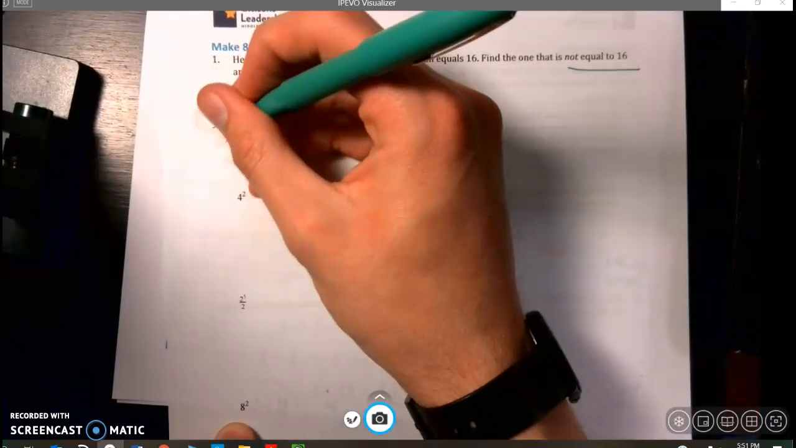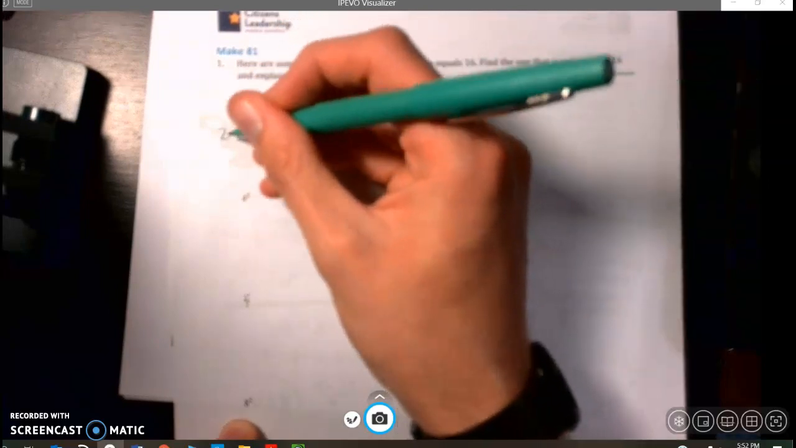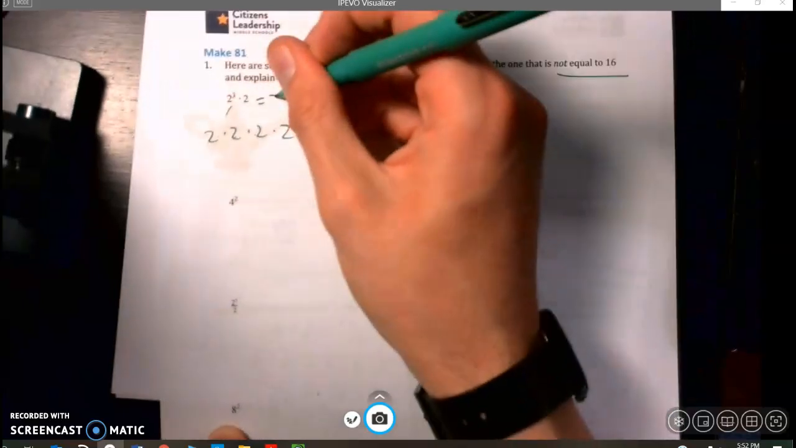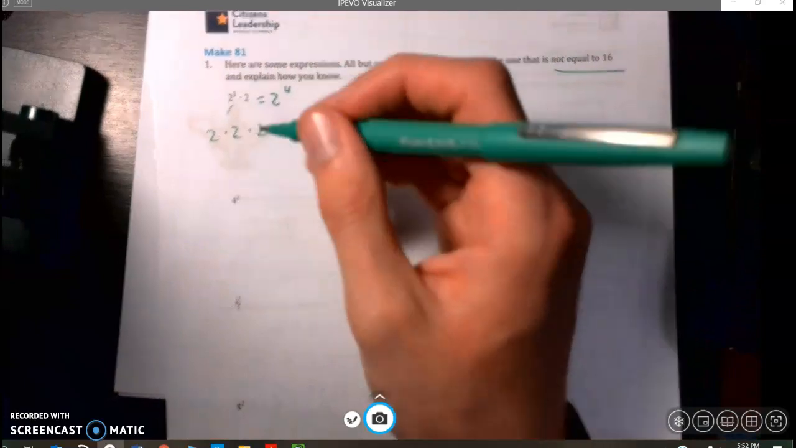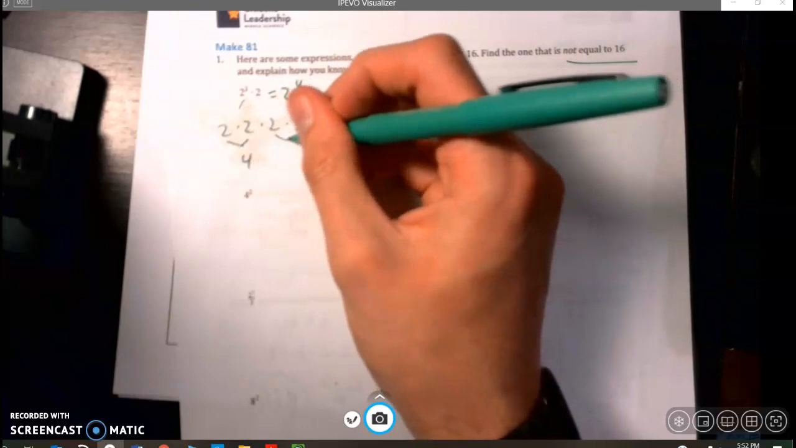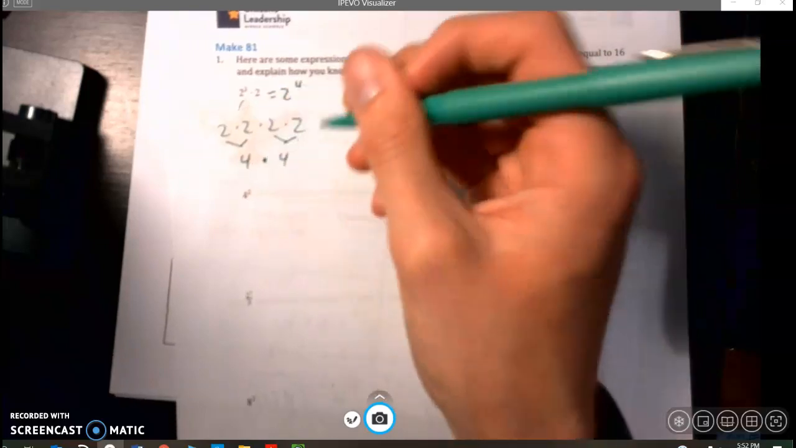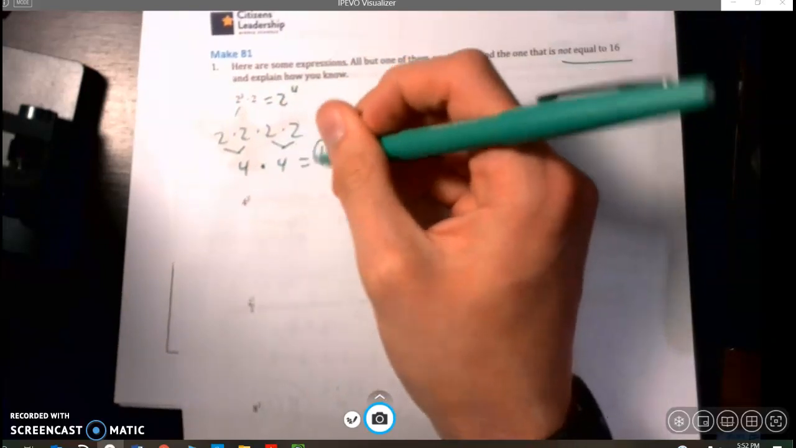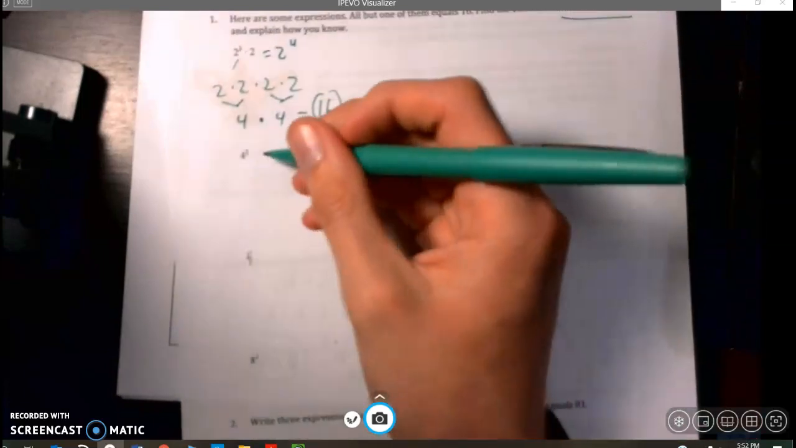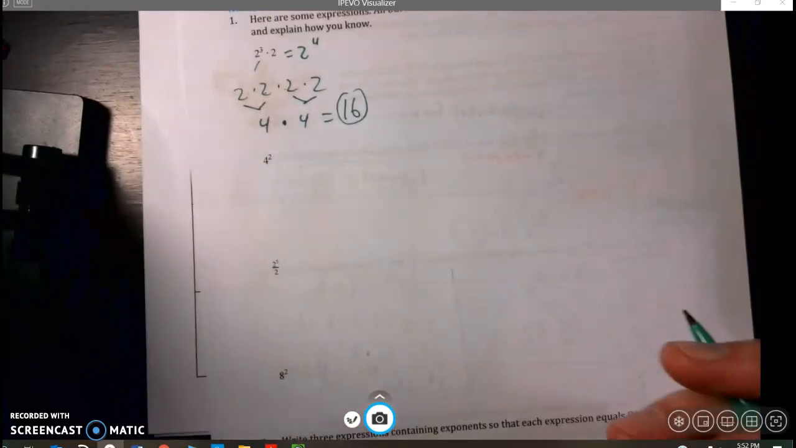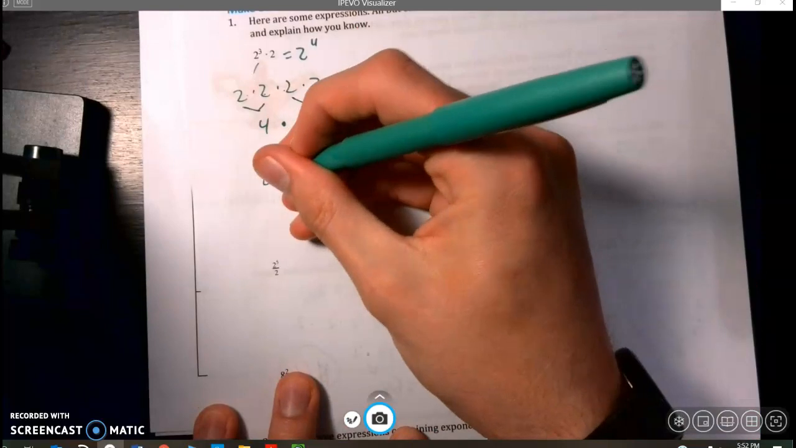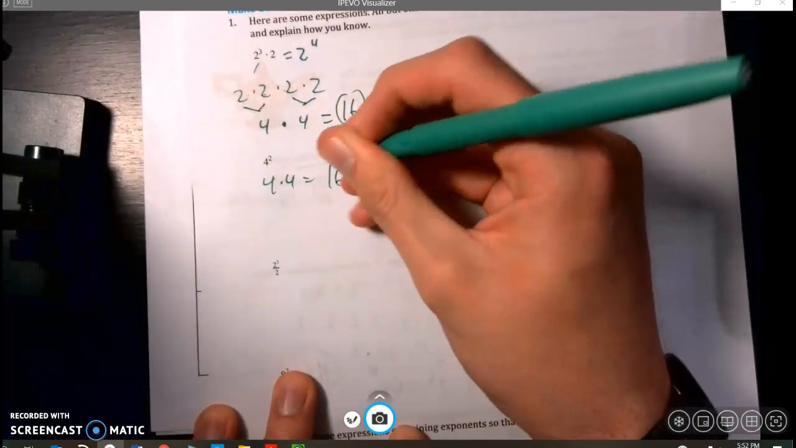So I'm going to write this in expanded form. Here's my 2 to the 3rd power, 2 times 2 times 2. And then there was one more, so I added it. Because this is technically 2 to the 4th power. And 2 times 2 is 4. 2 times 2 is 4. Multiply those together, 16. All right, down below, 4 squared, expanded form, 4 times 4, 16.